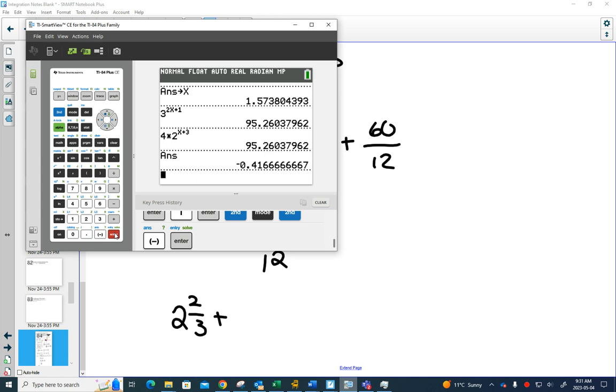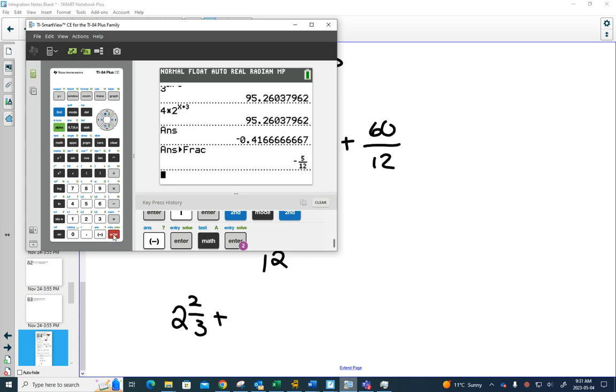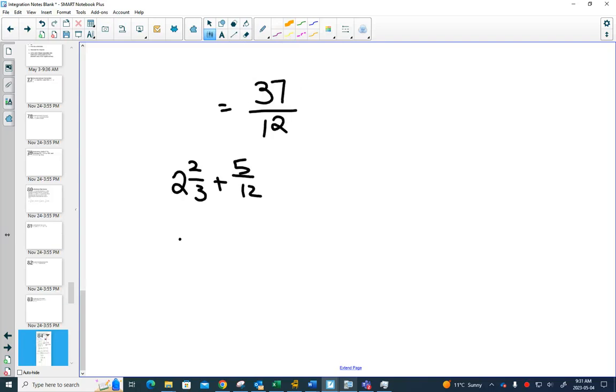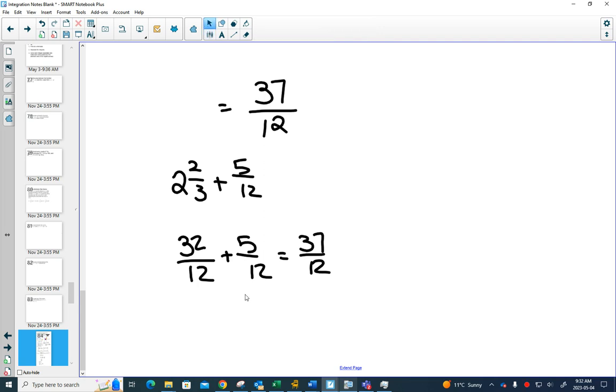The last thing that you solve for on your graphing calculator, if you go second answer and push enter, you move it to this screen, which can be really nice, especially because right now I was curious what this was as a fraction. It's 5/12. So I had 2 and 2/3. I can now say I'm going to add 5/12 to that. This, of course, is 8/3 and 8/3. It's going to be 32/12 plus 5/12 is 37/12 as well.